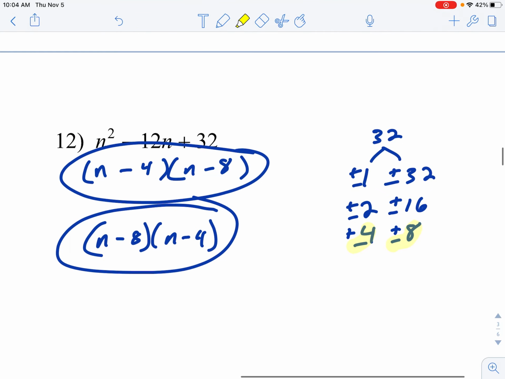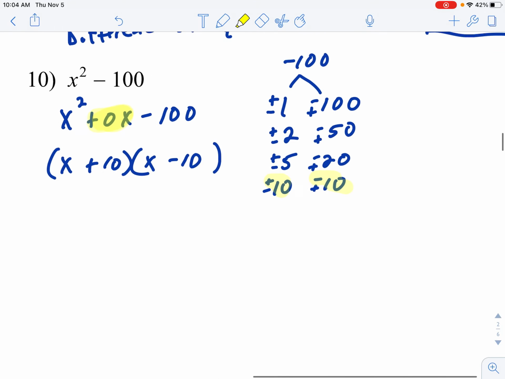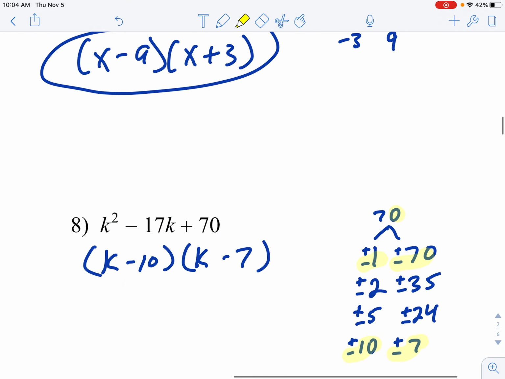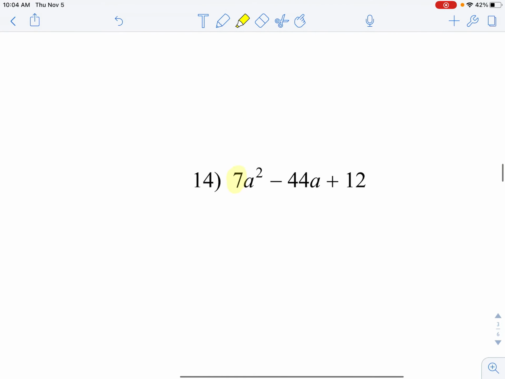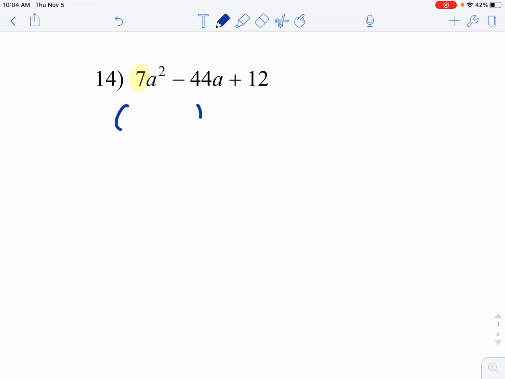If you look at this, n squared is technically 1n squared. X squared is 1x squared. K squared is 1k squared. X squared is 1x squared, right? The idea behind this is we still want to reverse FOIL this, do the FOIL method backwards. But when you have an extra number here, it gets to be quite a bit more complicated. So what on earth do you do? Well, we're going to start with our little chart. And instead of taking this last number, putting it here and making my chart, you actually need to multiply the first number and the last number.